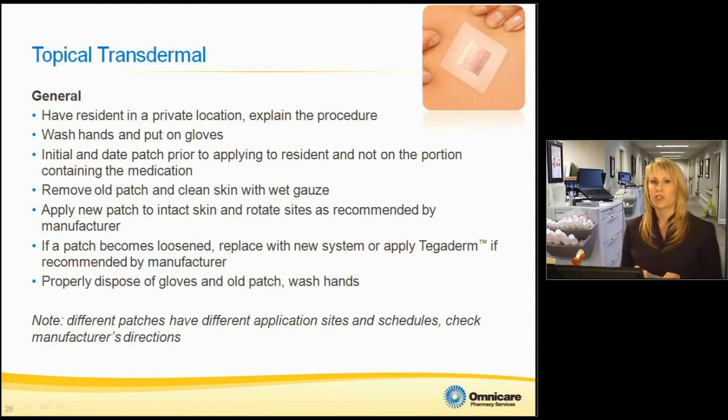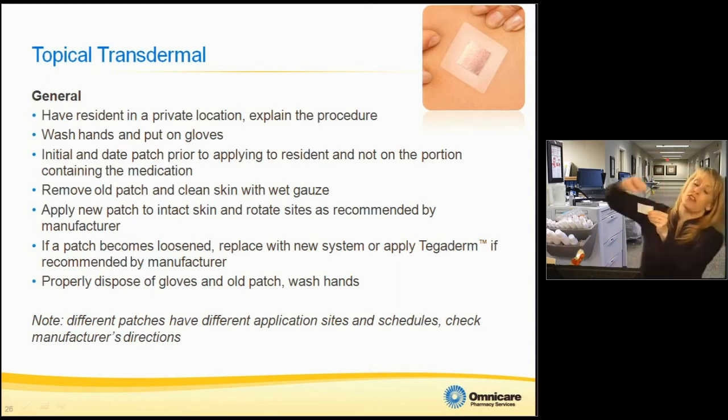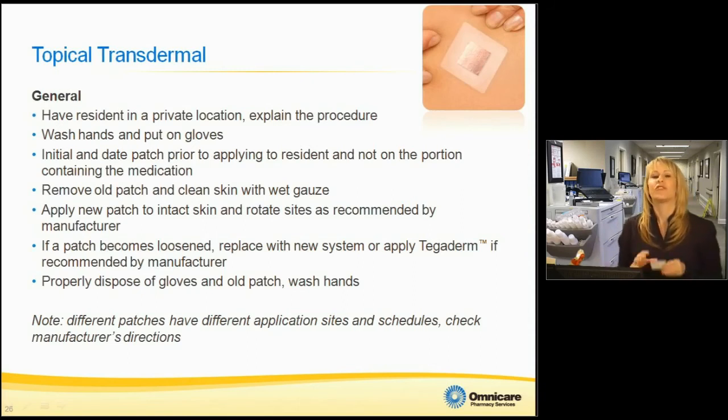You're going to initial and date the patch before you put it on the resident. So you don't stick it on the resident and start writing all over them. You do it before. And you don't write on the portion of the patch, and on the one on the screen you can see there's a specific portion of the patch that has the medication in it, and the rest of it's the border. That's where you write on it. This particular patch is an over-the-counter patch, and the whole thing has medication in it. So in that case, you lightly write around the edge as much as you can, but you still want to date and initial the patch before you put it on. Make sure you remove the old patch and clean the skin with wet gauze or even some alcohol if there's a lot of goo on there from the adhesive.